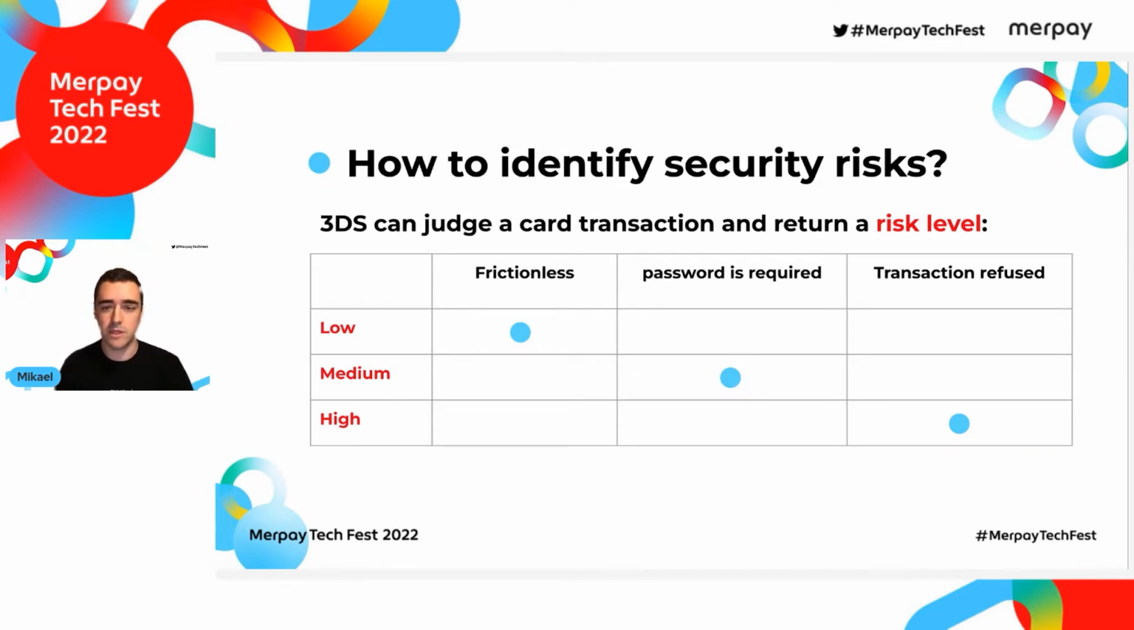In the case of a medium risk level, the system will actually ask you for a personal, usually one-time password. So you will input it. If it's correct, you will be able to pay. If the risk is too high, we simply refuse the transaction, and you won't be able to pay with this credit card for the item you selected.